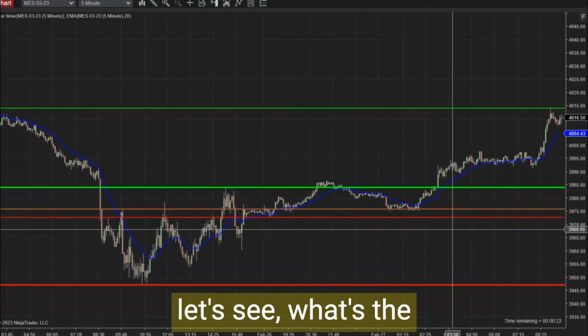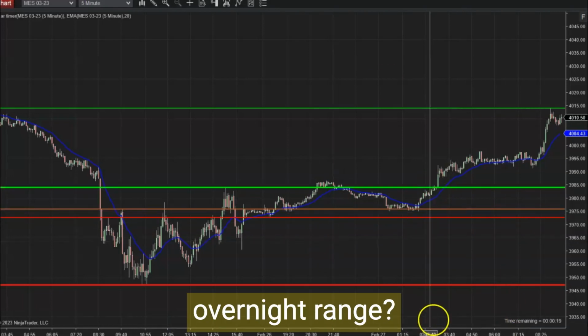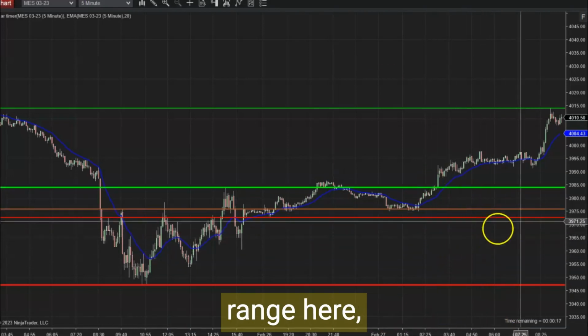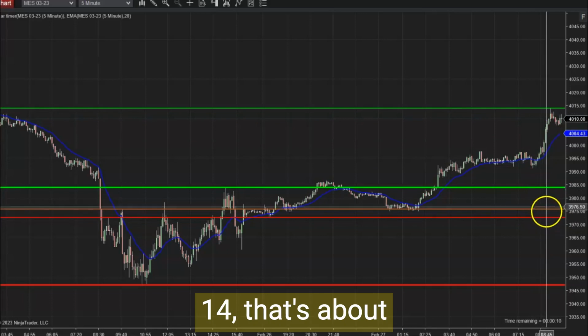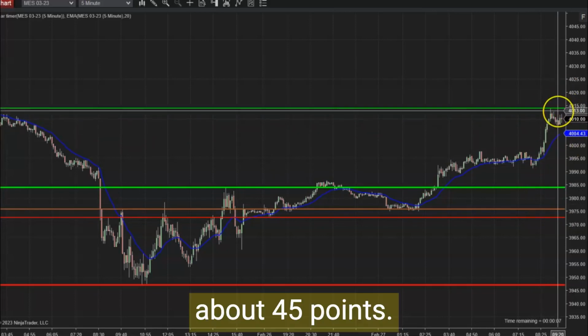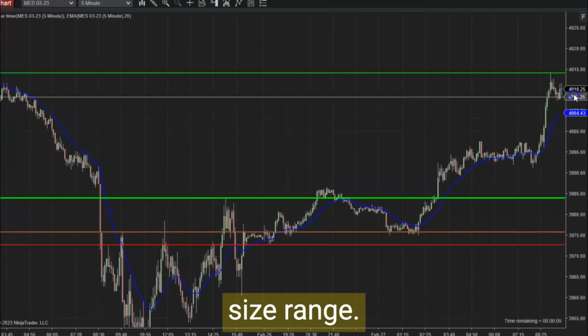All right, so now let's see, what's the overnight range? The overnight range here is between 40.14 and 72, so that's about 45 points, so a decent size range.